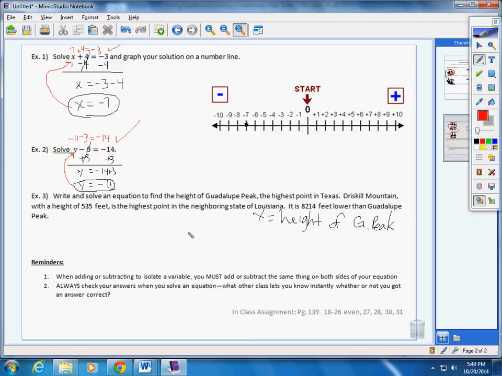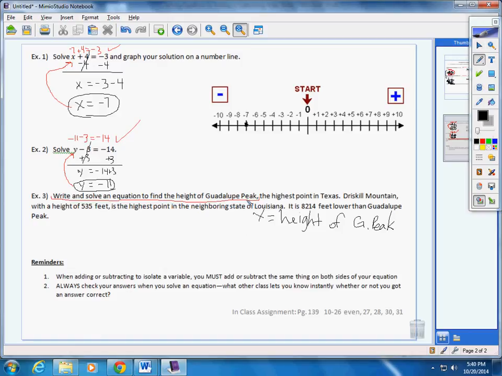Alright, so we also need to get in the habit of writing equations to represent situations. In order to write an equation, you must have a variable and you must have an equal sign like we have up here. Otherwise, it's not an equation, it's just an expression. So, first let's ask ourselves, what are we looking for? It says write and solve an equation. So we're obviously going to have to write an equation. And it says to find the height of Guadalupe Peak.